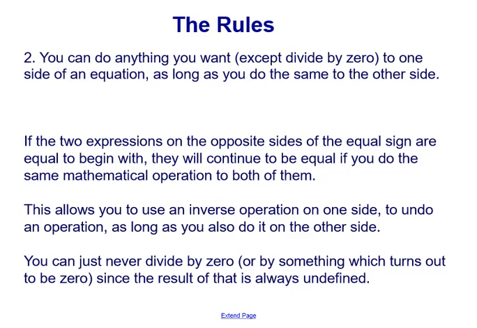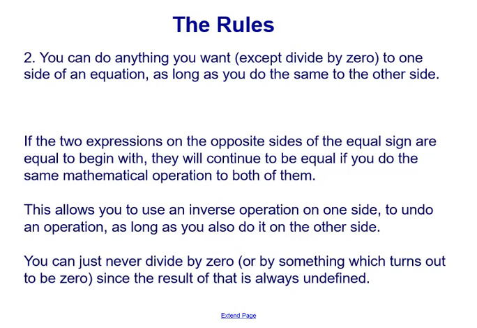It allows us to use that on one side to undo an operation as long as we also do it on the other side. The other side of the equation, you might not think it needs it, but if it needs it to be an inverse operation to get a variable by itself, we can do it to that other side and keep the equality.